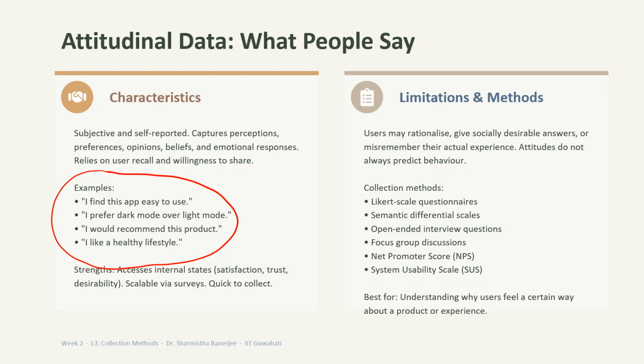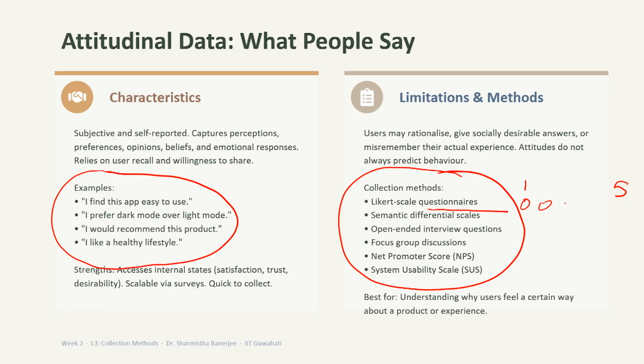The strength over here is that it accesses internal states, how people get satisfied, what they trust, what they desire, and you can scale them via different kinds of survey techniques. You can also collect them quite quickly. However, the limitation is we are mostly using a Likert scale. A Likert scale is something like you rate it on a scale of 1 to 5, where 5 means that you are very satisfied and 1 means you are very unsatisfied. So anything of that sort you will put on the two extremes of the scale and you will ask people to rate. Now what is the problem?